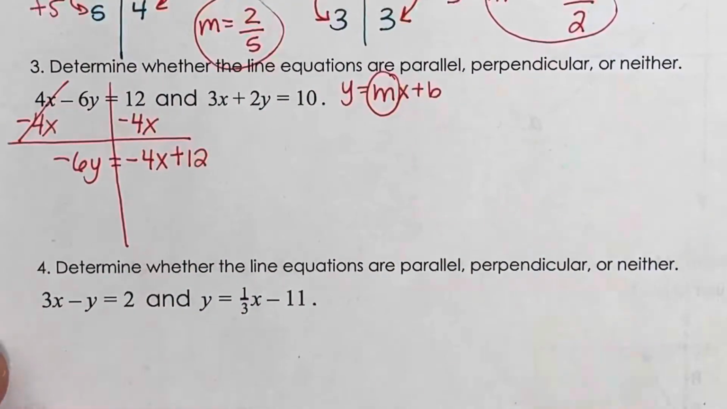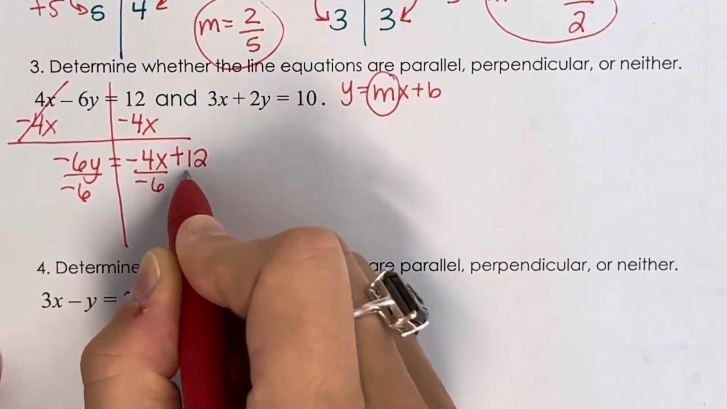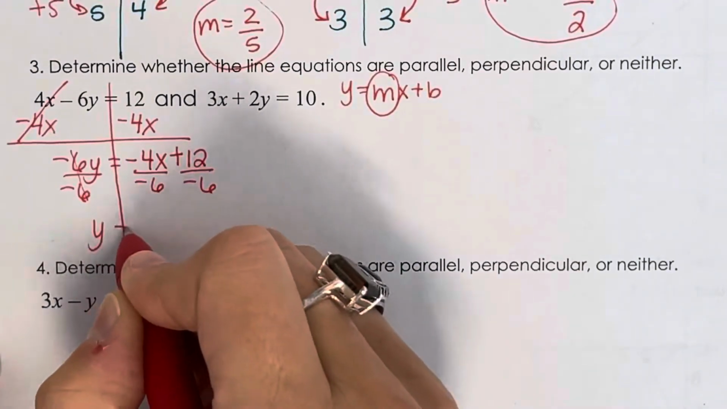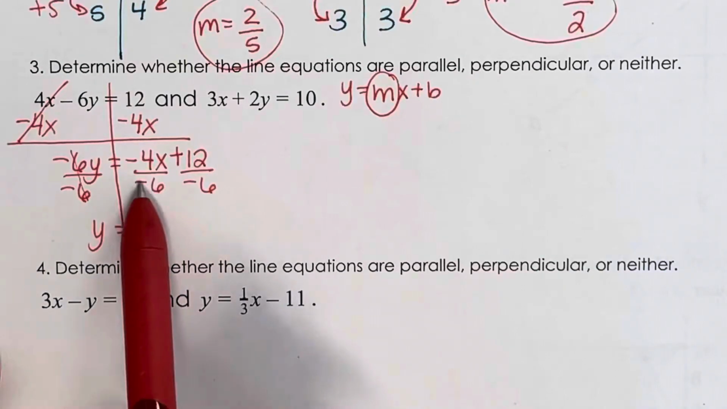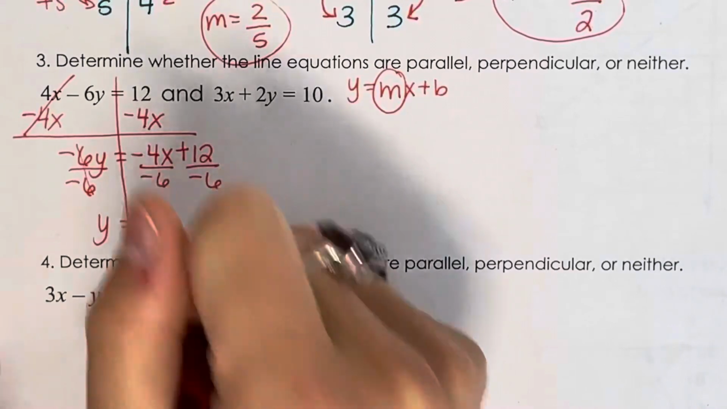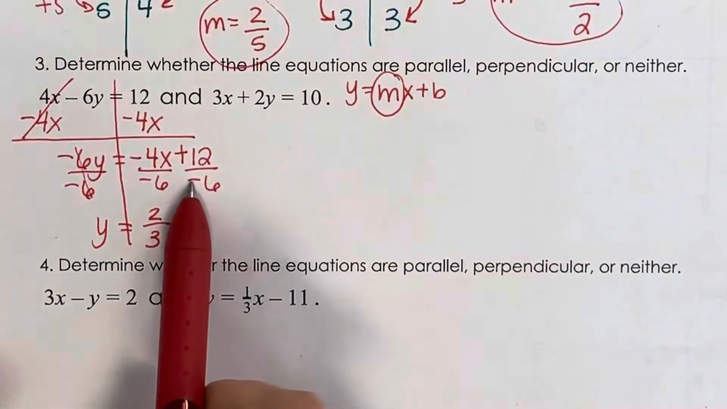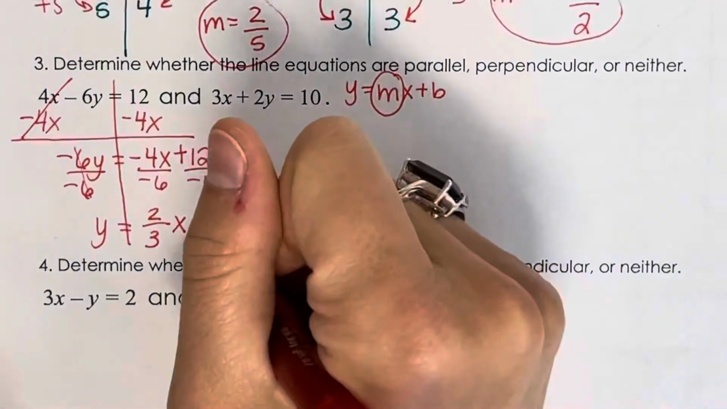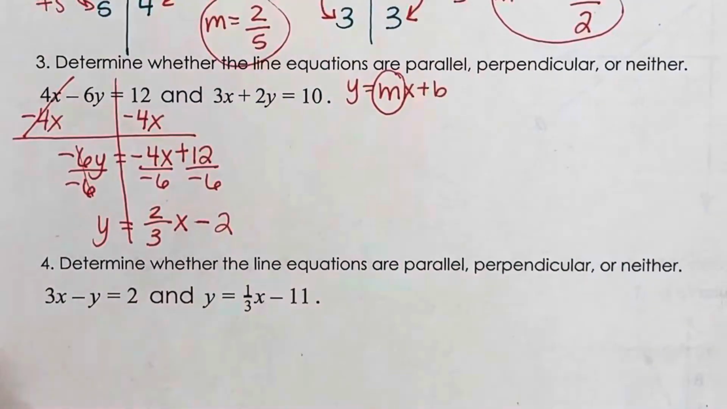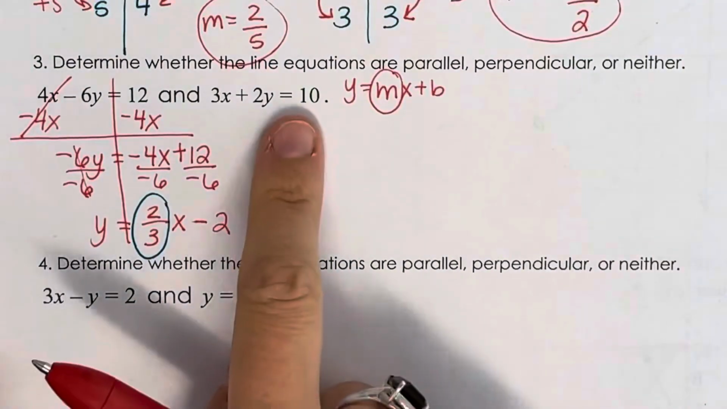Now to get the y by itself, I'm going to divide by -6, and I need to make sure I divide everything by -6. So my final equation is y equals, now -4 divided by -6, I can reduce that to be 2 over 3, right? Divide them both by 2. Bring down my x. And then 12 divided by -6 gives me -2. So my slope for this problem is 2/3.